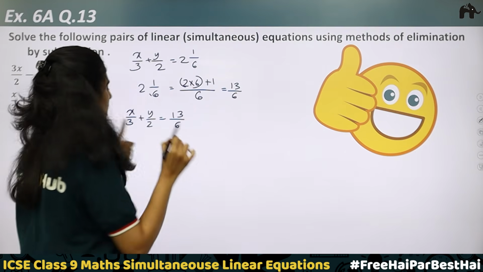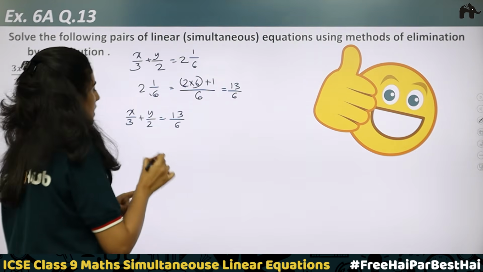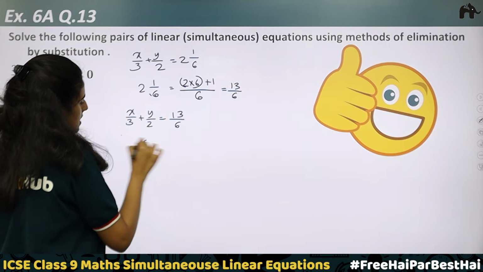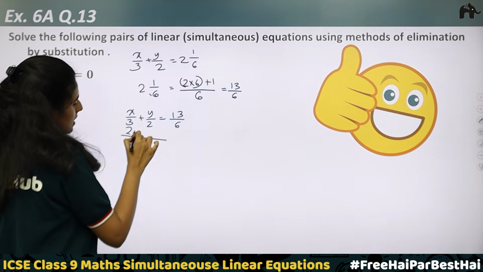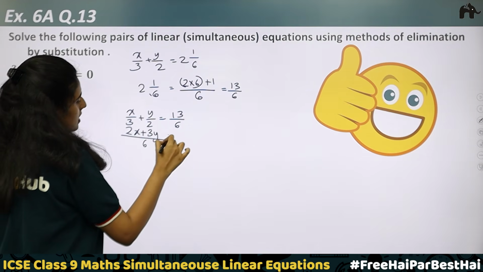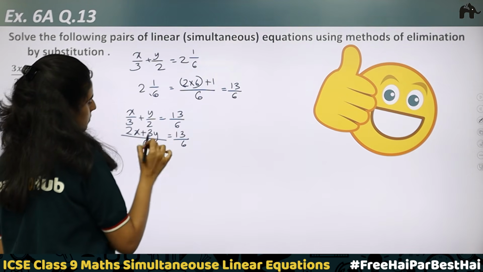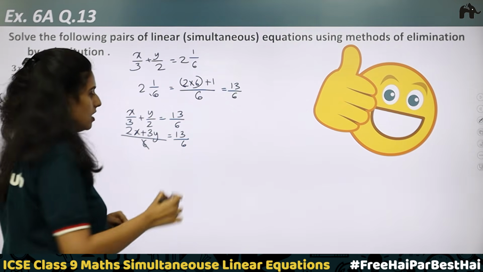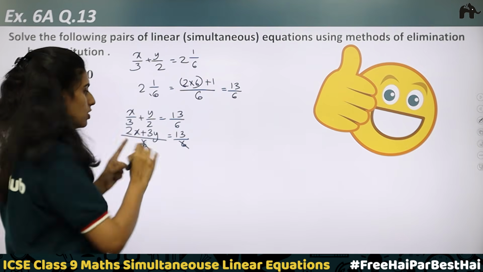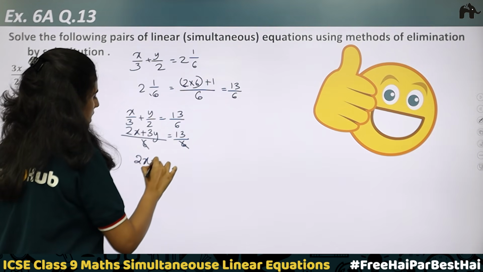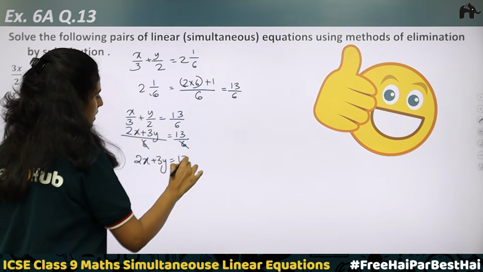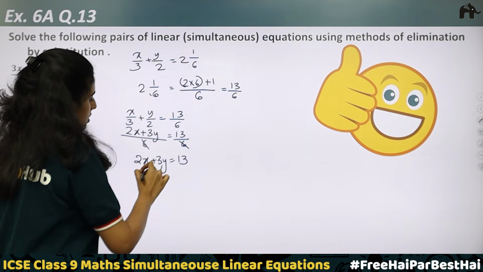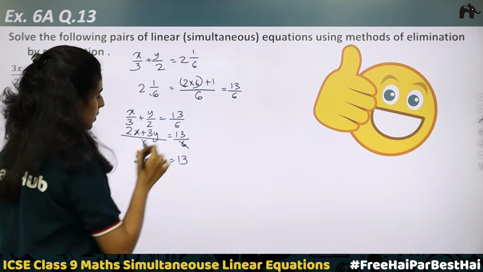You will be having x by 3 plus y by 2 is equal to 13 by 6. Okay. Next step, take the LCM. Here you will be getting LCM 3 into 2, 6. Okay. So, (2x plus 3y) by 6 is equal to 13 by 6. Okay. Now, here you have 6 in the denominator. Here also you have 6 in the denominator. So, it can be cancelled. Then your equation is 2x plus 3y is equal to 13.